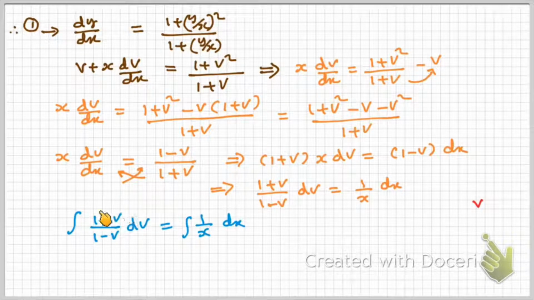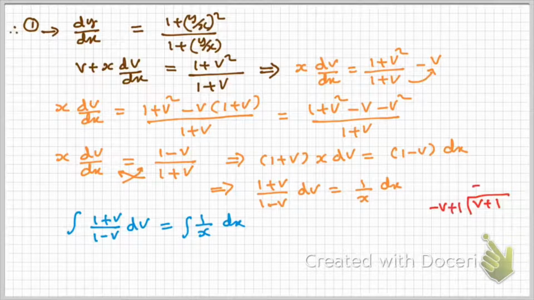Small problem now. Here on the left side, I don't know how to integrate this part, because this is (1 plus v) by (1 minus v), and the degree of the numerator is always supposed to be less than that of the denominator, which is not happening here. So if the degree is not less, it's not a proper fraction, so we call it an improper fraction, and so we try to do long division and make the degree less in the numerator.